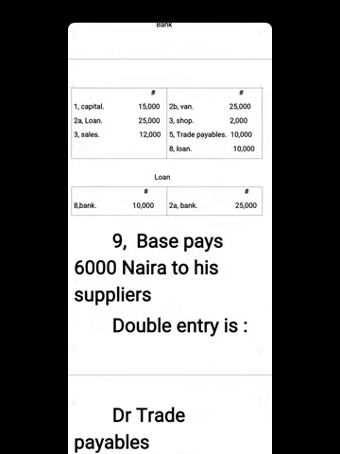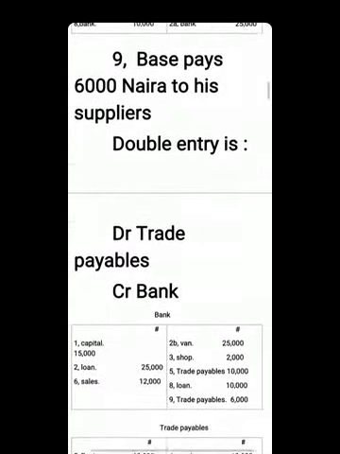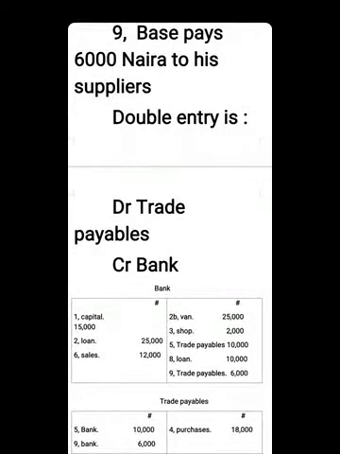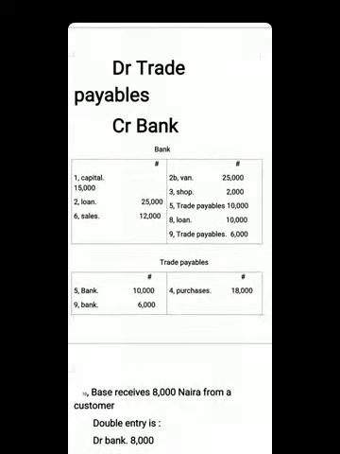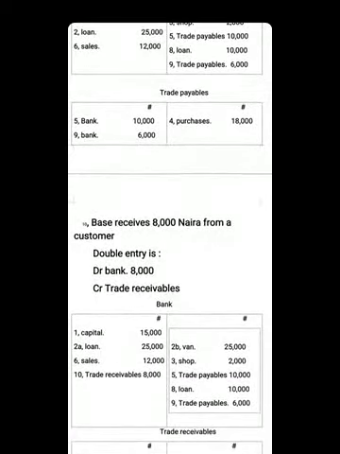The next one, number 9, base pays 6,000 naira to his suppliers. The double entry will be: debit trade payables and then credit bank. As it is here, debit trade payables, credit bank. The 10th one, base receives 8,000 naira from a customer. Double entry is debit bank and then credit trade receivables. Trade receivables, I've already explained that, right?